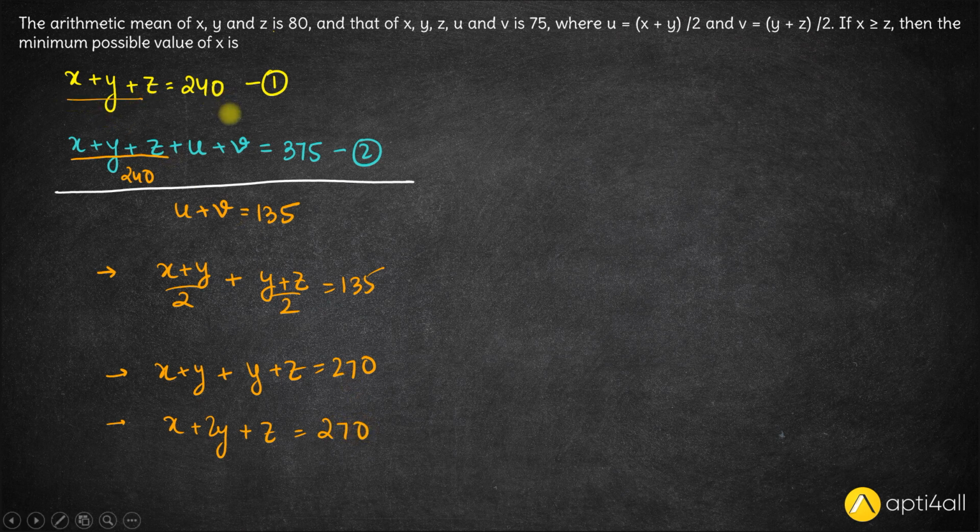and we know x plus y plus z is 240, right? So x plus y plus z plus y, 2y is written as y plus y, so this is 240 and the sum of all this is 270. Hence, since this is 240, y comes out to be 270 minus 240, which is 30. So y here is equal to 30.